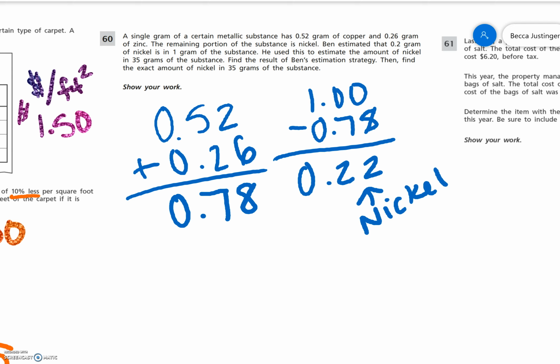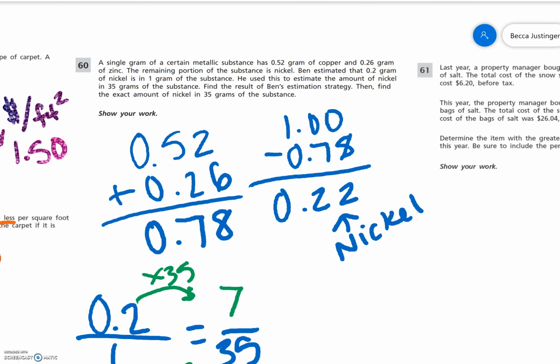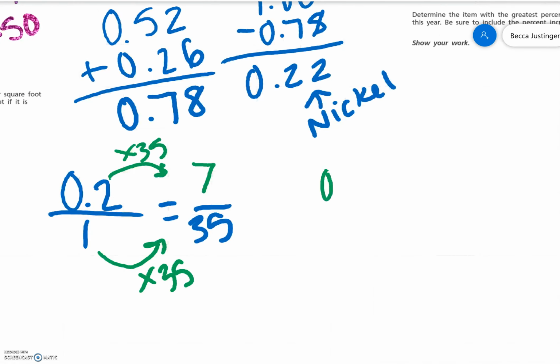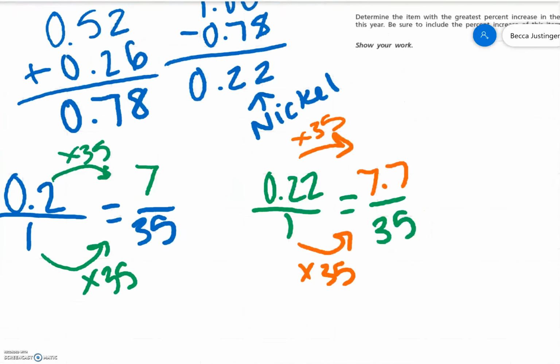Ben estimated that it's 0.2 grams, so he was off by a little bit. He used this estimate to estimate the amount of nickel in 35 grams of the substance. So he says there's 0.2 in 1 gram. He wants to know how many is in 35 grams. So to go from 1 to 35, you just multiply by 35. So whatever you do to the bottom, you do to the top. So 0.2 times 35 is 7. So his estimation would be 7 grams in 35 grams. But we know it's actually 0.22 in 1 gram. So we're going to do the same process, multiply by 35. So 35 times 0.22 is 7.7. So this is the exact amount, in grams.